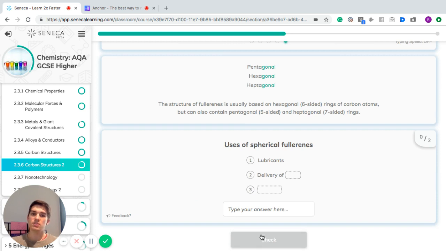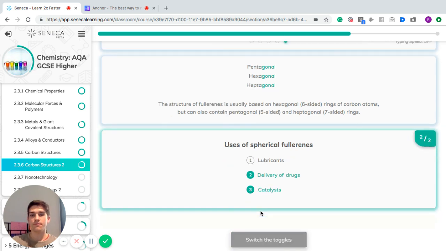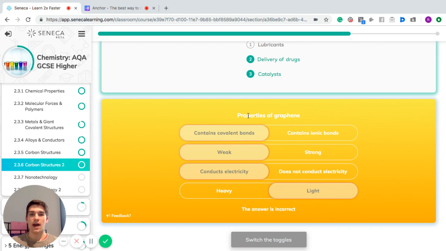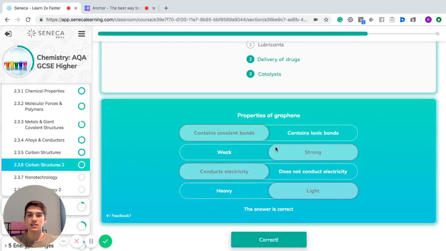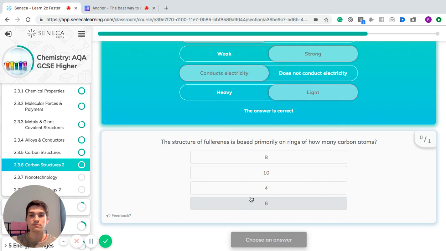So let's recap some of those uses of fullerenes. They're useful as lubricants, for the delivery of drugs, and as catalysts. And the properties of graphene. They contain covalent bonds, which make them very strong. They conduct electricity and they're very light.